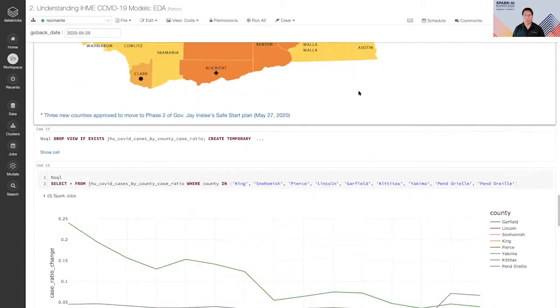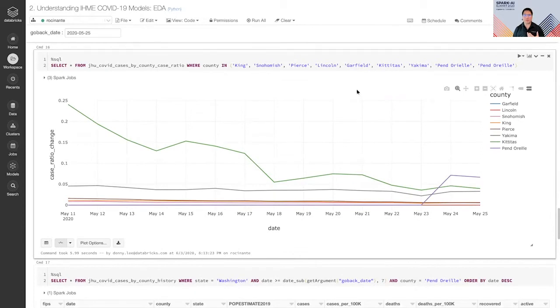So let me do some additional exploratory data analysis. I'm just going to focus on a few counties. In this case, I'm going to focus on King, Snohomish, and Pierce. Those are the three most dense counties, and some of the more rural counties with less density, like Lincoln, Garfield, Kittitas, Yakima, and Pend Oreille. Over time, all of the case ratios are basically dropping, which is great to see, except for Pend Oreille County. That's a little weird. I'm a little concerned. So that explains the case ratio bump that you just saw in the previous one.